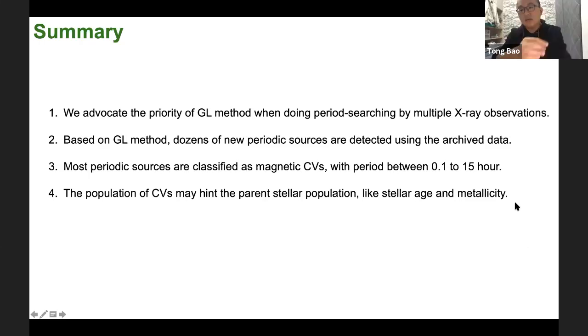Yes, I think I remember there is the variability check based on the GL method in Chow, but it's not for period searching, just to check for the variability. So it's just to check for the variable stars or the constant stars.